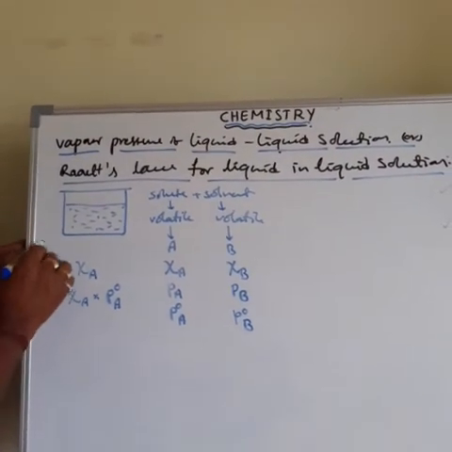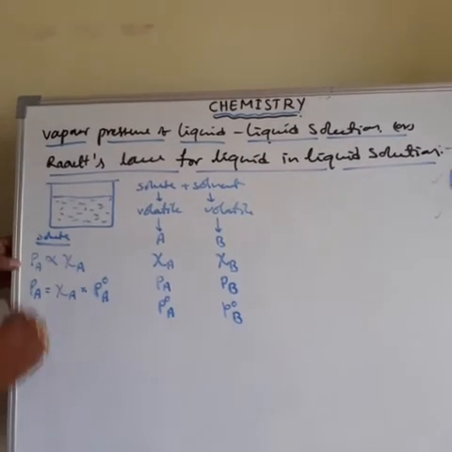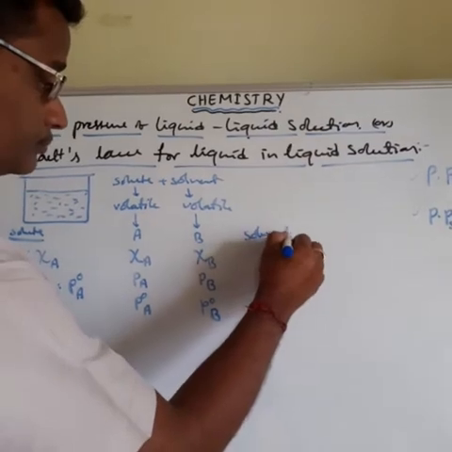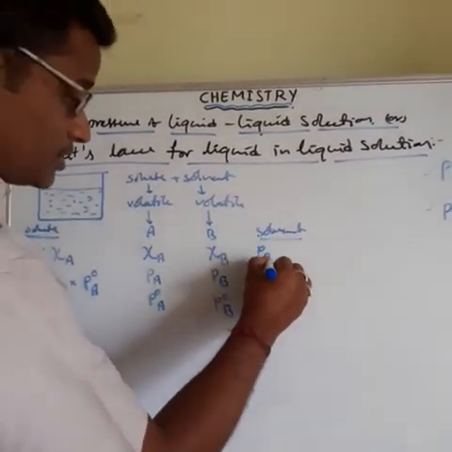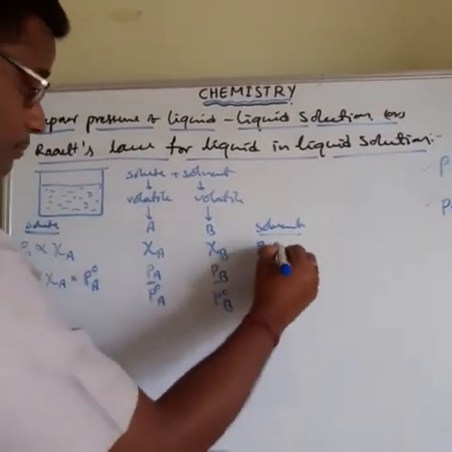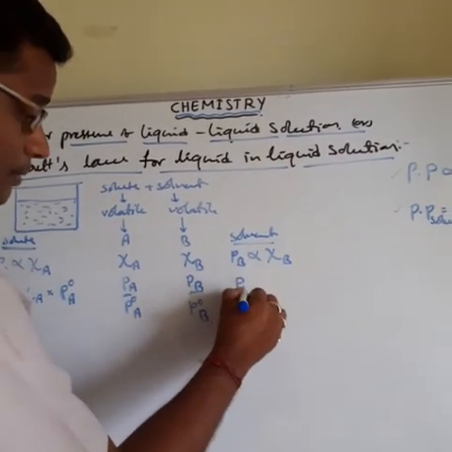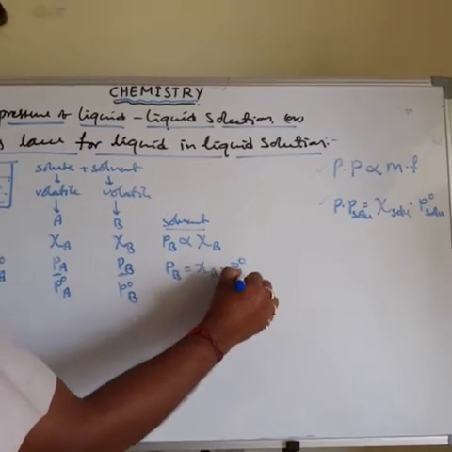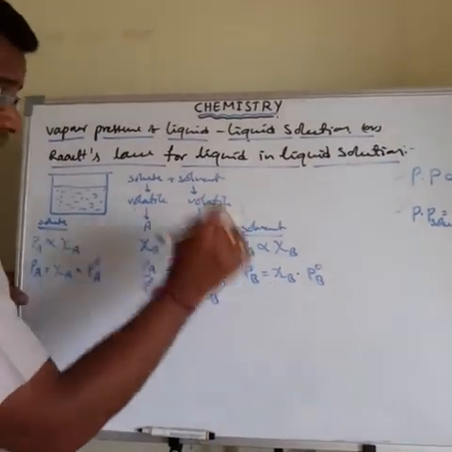So this is the second definition, and this is the first definition. Like that, this is for the solute. Then next is the solvent. For the solvent, the partial pressure of the solvent, PB, is directly proportional to its mole fraction Xi B. Therefore PB is equal to Xi B into P naught B. So this is the partial pressure of the solute and the partial pressure of the solvent.